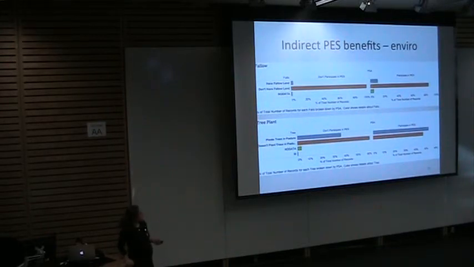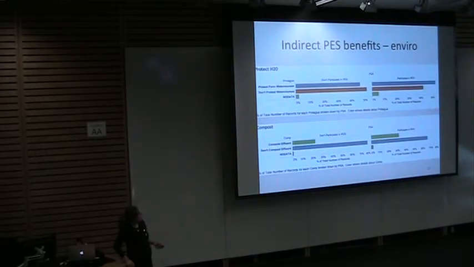And it also looks like participants in PES may be more likely to have part of their land fallow, more likely to plant trees in their pastures, even if they're not participating in agroforestry as part of the PES program. They may be more likely to actively protect watercourses on their farm, and they may be more likely to compost effluent from their milking area on their farm.